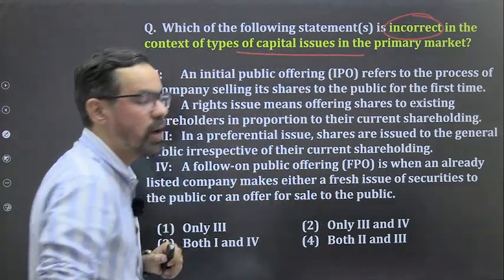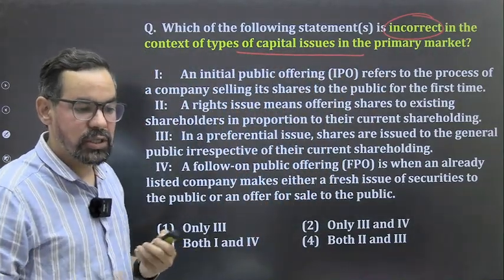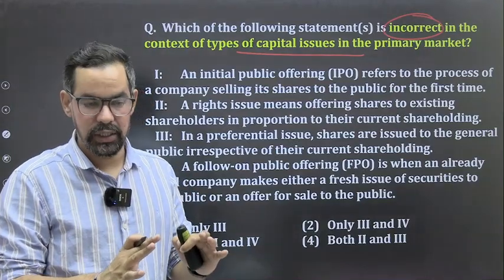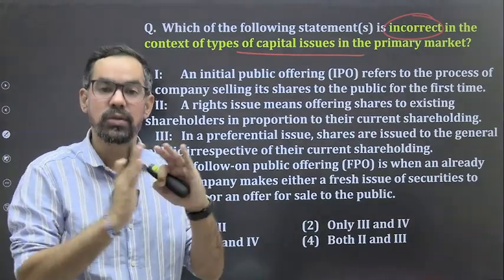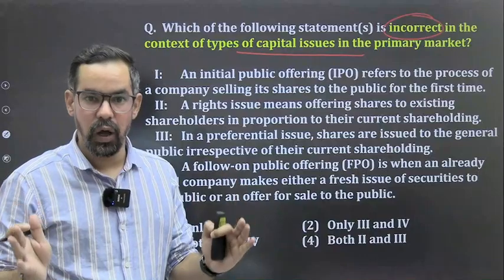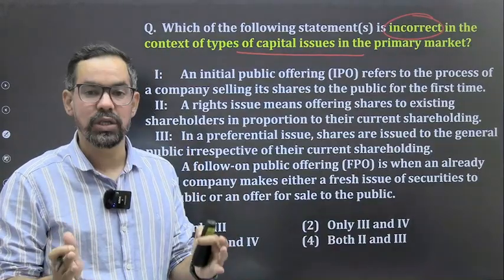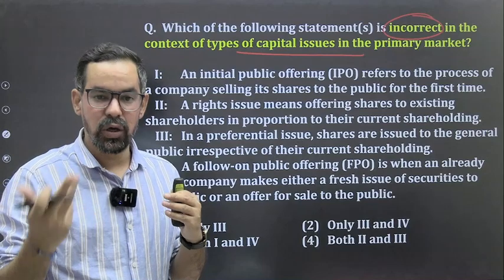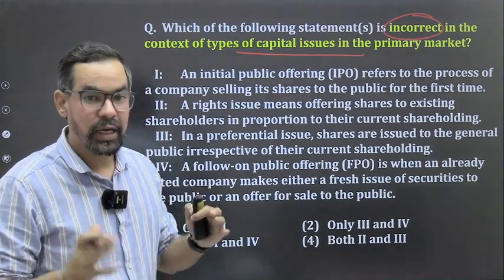Next one. Which of the following statements is incorrect in the context of types of capital issues in the primary market? So the primary market is generally known for listing or introduction of new securities. To list or to introduce new securities, we have different processes, like IPO, initial public offering, FPO, further public offering, NFO, new fund offer, right? So these are the tools.